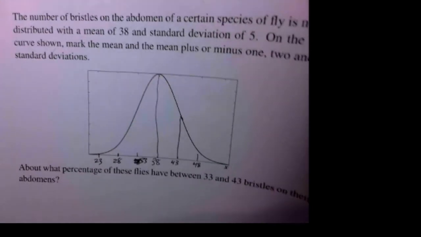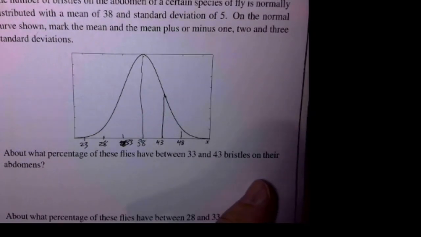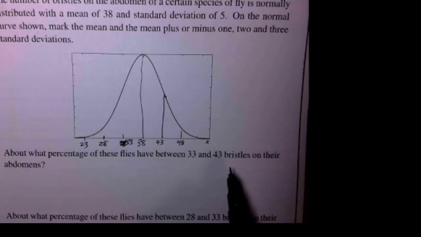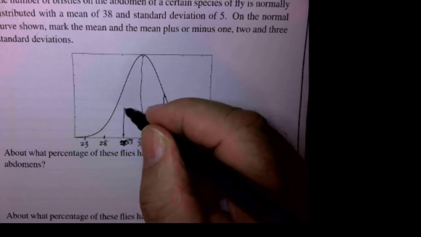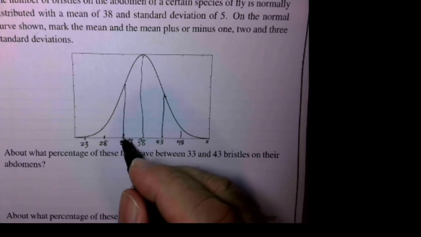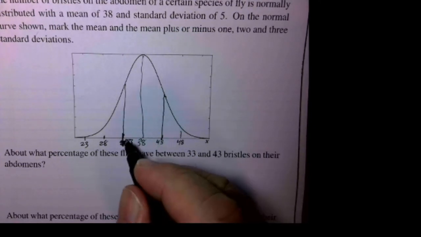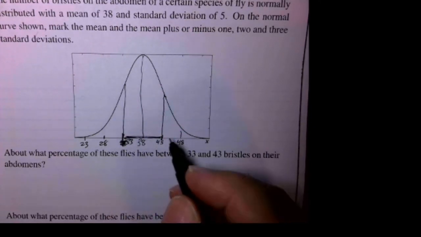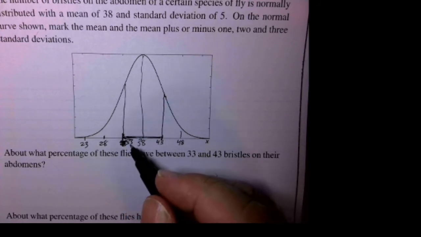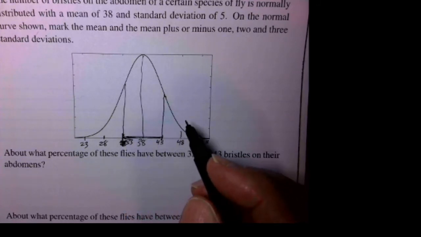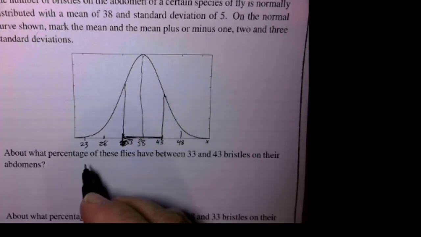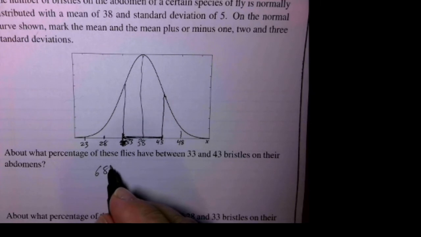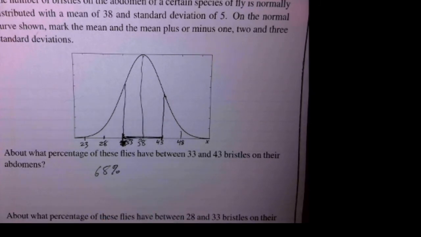All right, first question, very easy one. About what percentage of these flies have between 33 and 43 bristles on their abdomen? So that would be between here and here. In other words, in this little interval right here. Now this is the interval from the mean minus one standard deviation to the mean plus one standard deviation. And the empirical rule says that that interval contains just about 68% of the data.